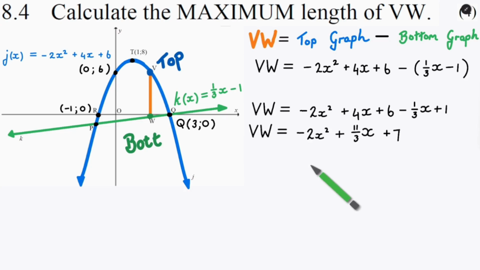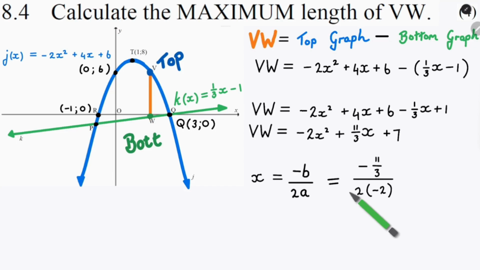Now next up we need to get the turning point of this expression for VW. So I'm going to use my magic formula, the turning point formula minus b over 2a. Right, so let's chuck in all our goodies. B is the number in front of x, so it's this 11 over 3, so it's the minus version of that. And then a is the number in front of x squared, so it's this minus 2 over here. That goes straight in your calculator and returns you a value of 11 over 12.